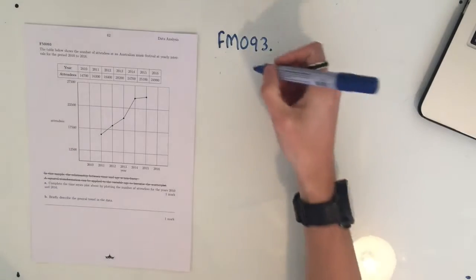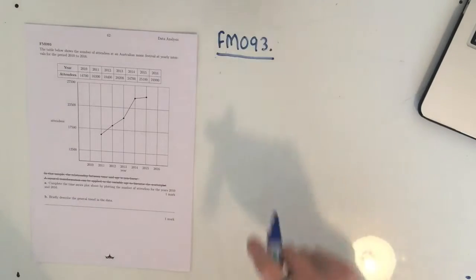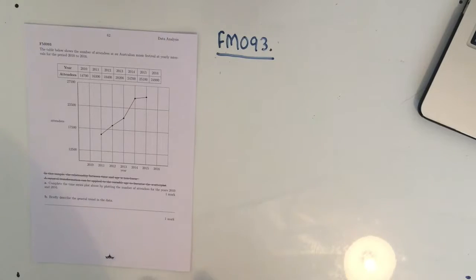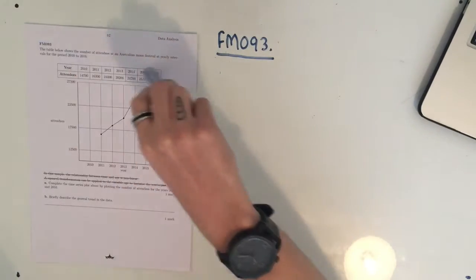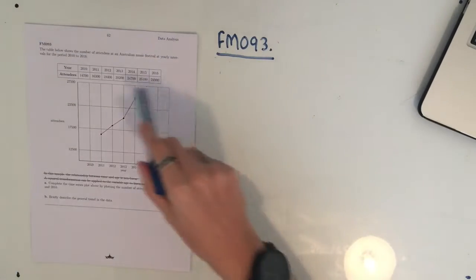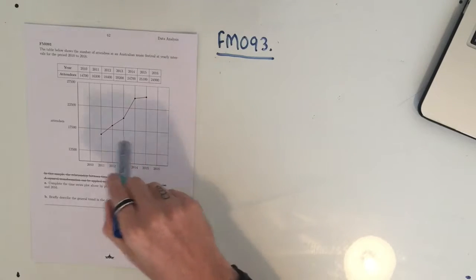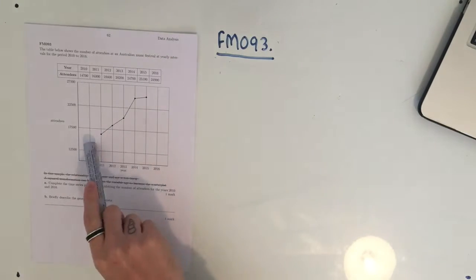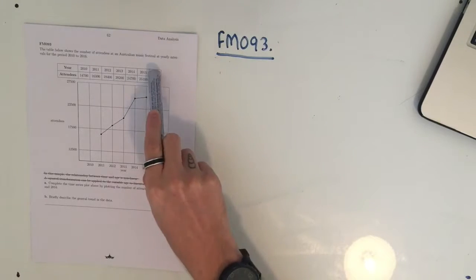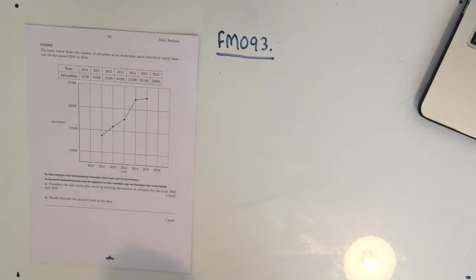So like I said, we're doing question FM93. Jumping straight in, the table below shows the number of attendees in an Australian music festival at yearly intervals for the period 2010 to 2016. So that's this table here. And we're given a graph below that, where we've got spots for 2010 and 2016 that have been left blank. So our values here have been left out of the graph.